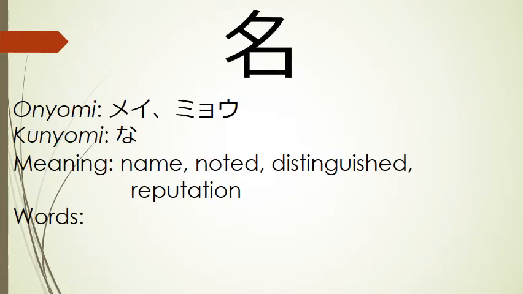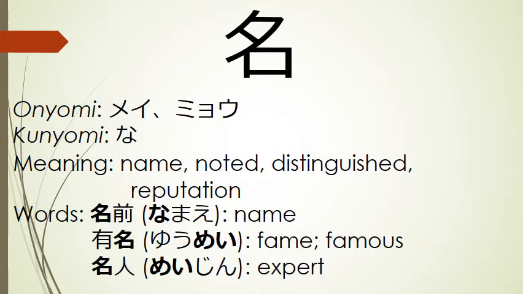Our second kanji can mean name, noted, distinguished, and reputation. Its onyomi include mei and myou, and its kunyomi is na. Words that use this kanji include namae, name, yume, fame or famous, and meijin, expert.